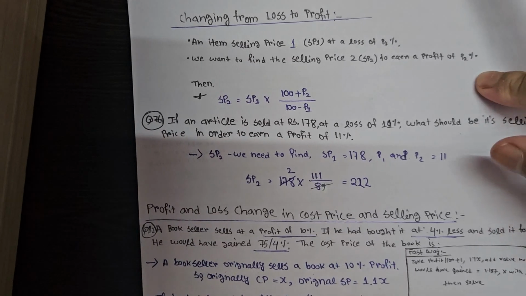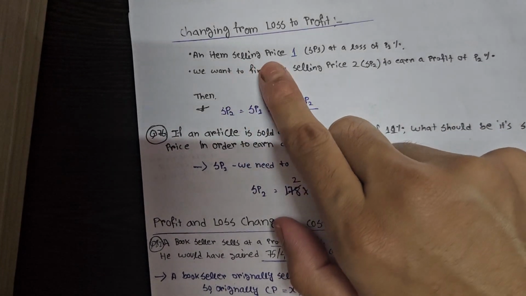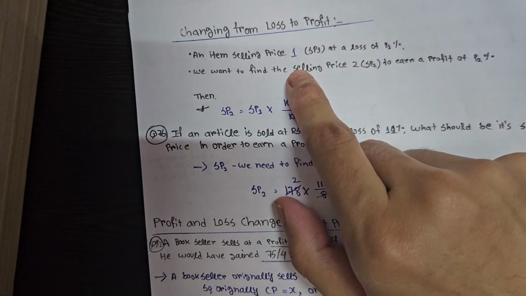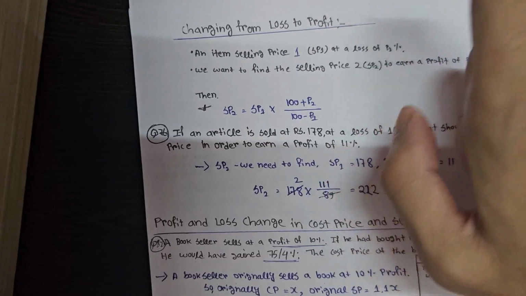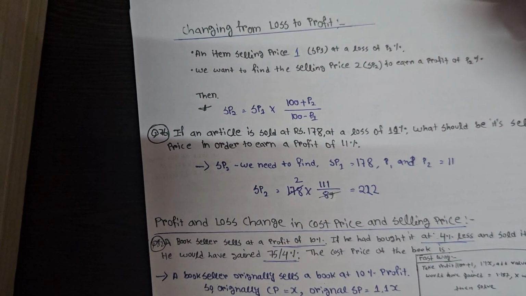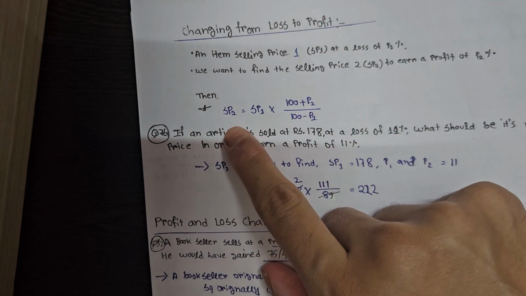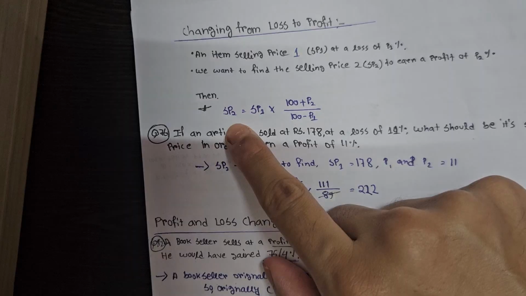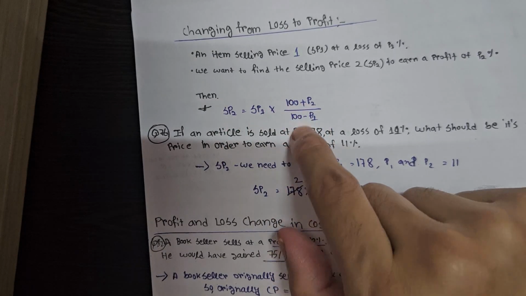Coming up next is change from loss to profit. Let's say an item's selling price is SP1, at a loss of P1%, and we want to find the selling price SP2 to earn a profit of P2%. Then the formula is SP2 equals SP1 multiplied by (100 plus P2) by (100 minus P1).